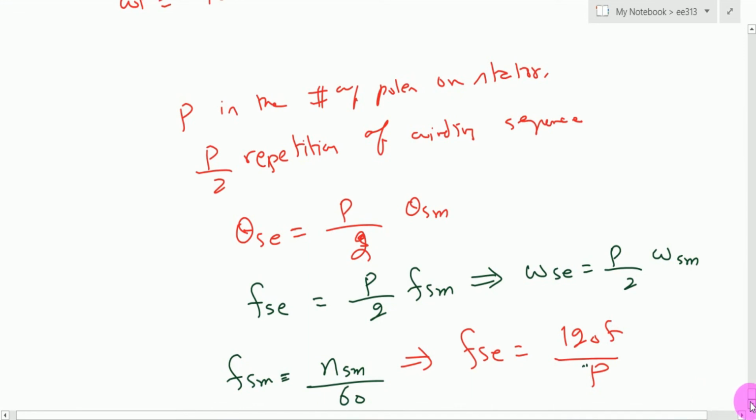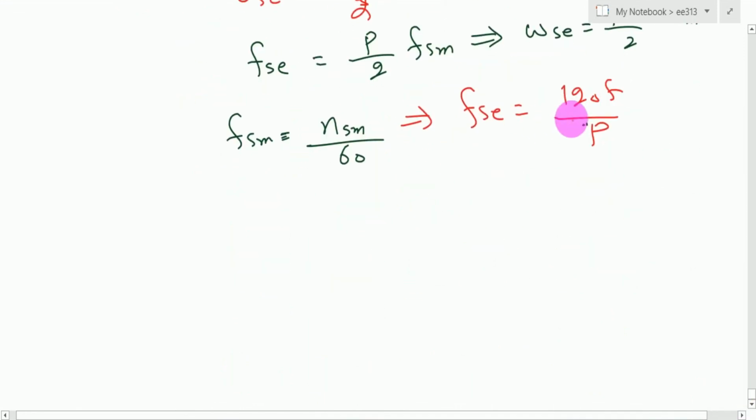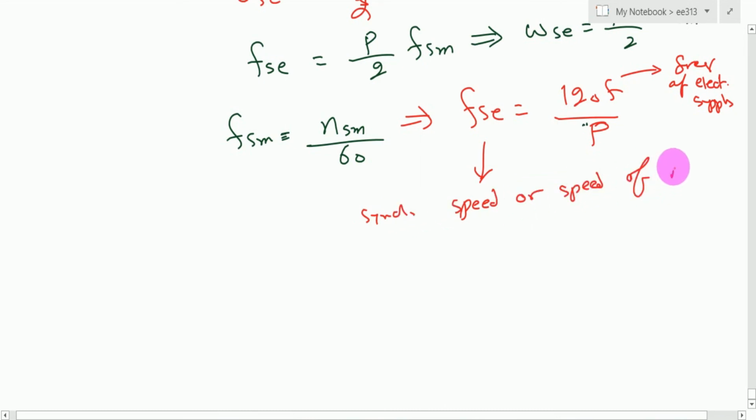Now let me write this: F is the frequency of the electrical supply, P is the number of poles on the stator winding, and NSM is the synchronous speed or the speed of the rotating magnetic field.